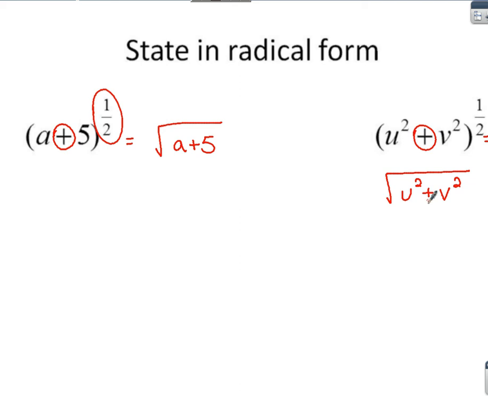And since it's a sum, again, I can't take the square root of u squared, I can't take the square root of v squared. I have to leave this as is. That is simplified.